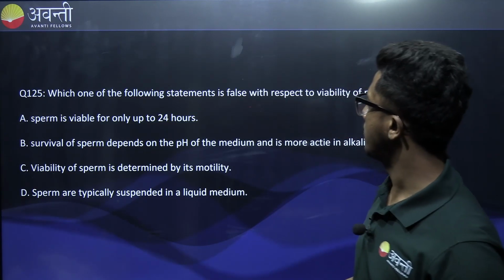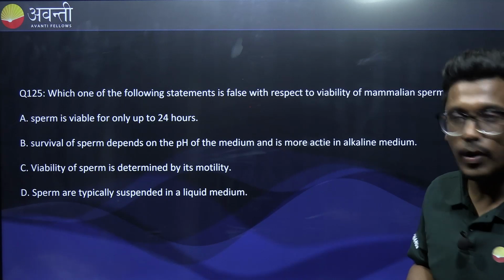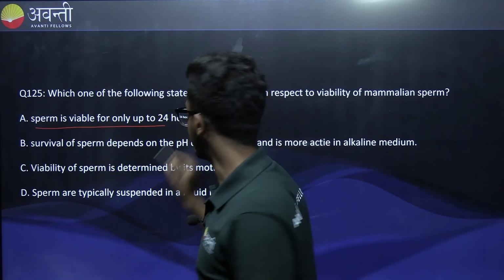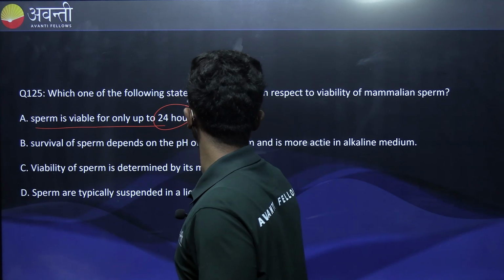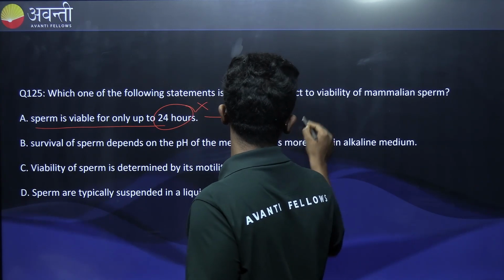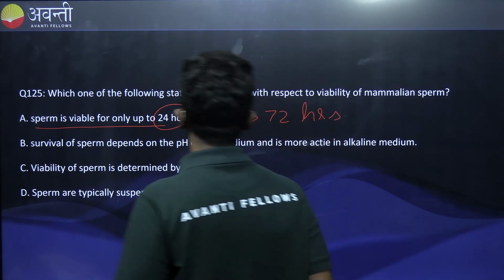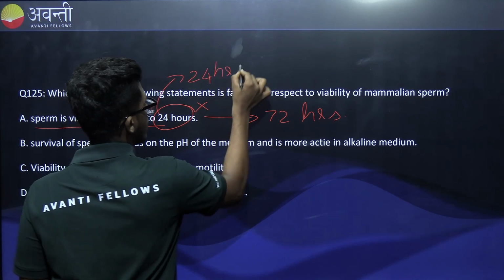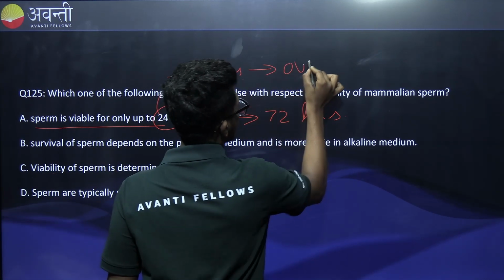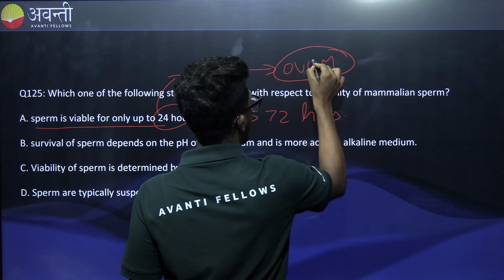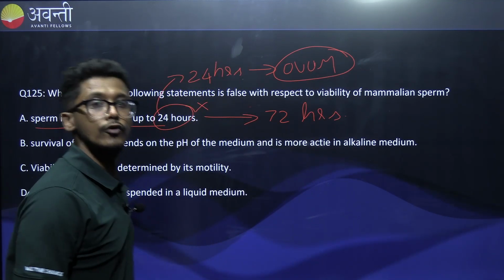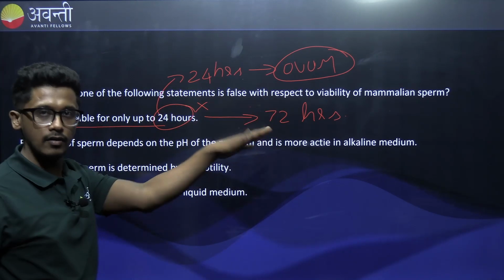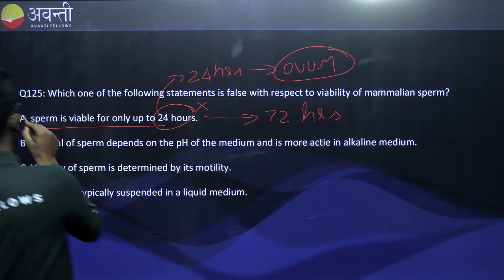Which of the following statements is false with respect to sperm viability? Sperm is viable for only 24 hours. So this particular statement is wrong. The sperm can be viable up to 72 hours. Okay, so who is viable for only 24 hours? 24 hours viability is for ovum. Ovum is the one that has only 24 hours of viability. So that is why this statement is wrong.